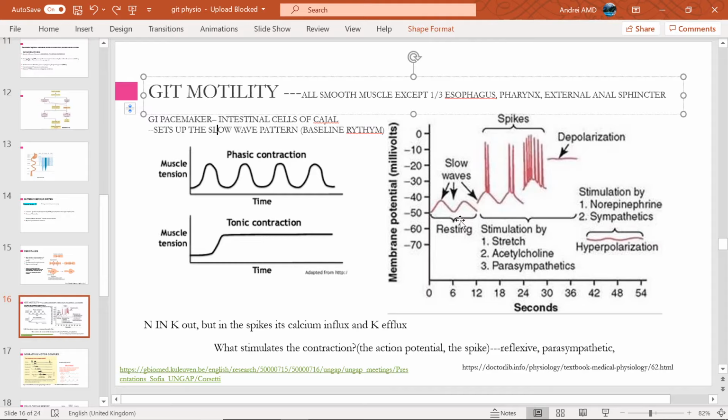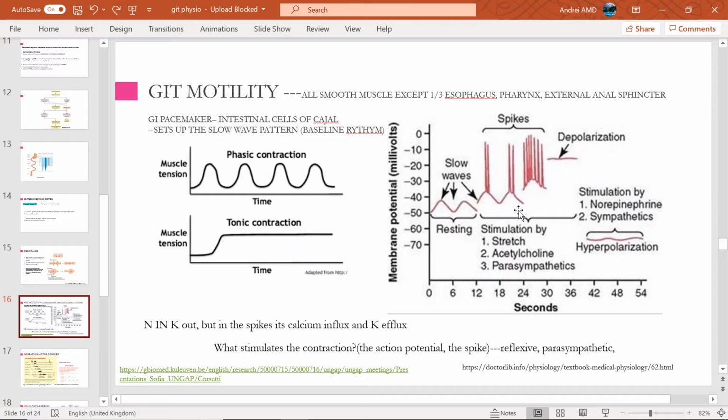Okay. So there's this baseline rhythm. This is the slow wave that rests around -50. And this is all because of the interstitial cells of Cajal. And when we have these stimuli from the mesenteric plexus, depending on the stimuli, it could be stretch, acetylcholine, and parasympathetic. First of all, the baseline is higher.